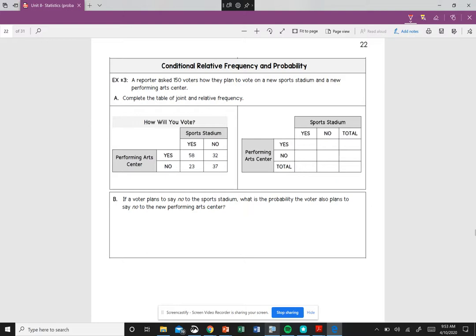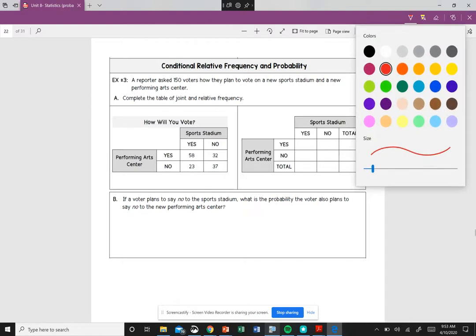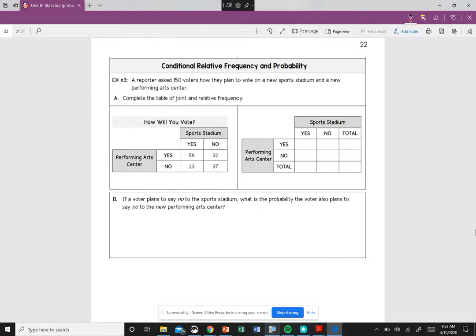All right. So this next one says use the table to find, so it says a reporter asked 150 voters how they plan to vote on a new sports stadium and a new performing arts center. Complete the table of the joint and relative frequencies. So right here, here's my frequencies. I can add things up, so I get that 90 people voted yes for the performing arts center, 60 people voted no for the performing arts center, 81 people voted yes for the stadium, and 69 people voted no for the stadium.